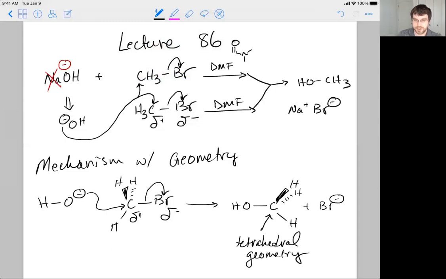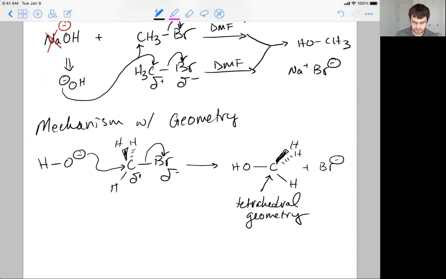Now, what we can do with this information is actually draw the structure of the molecule at the halfway point between bonds being broken between the carbon and the bromine and bonds being formed between the oxygen and the carbon. So what I'm going to do is consider that structure. What I'm saying is, let's consider a point where the oxygen to carbon bond is half formed and the carbon to bromine bond is half broken.